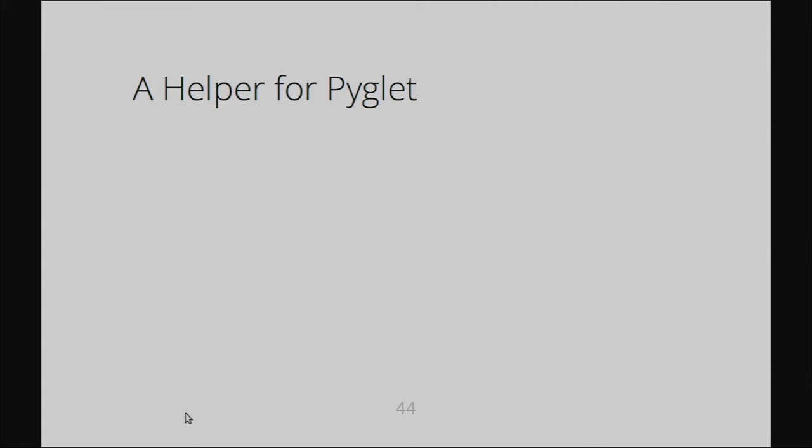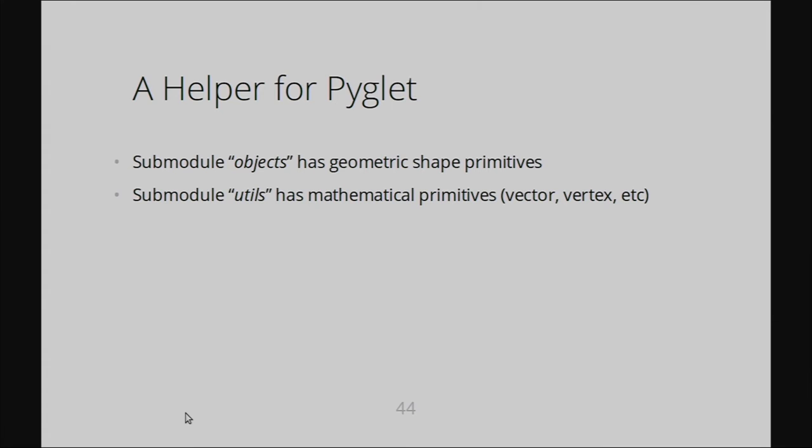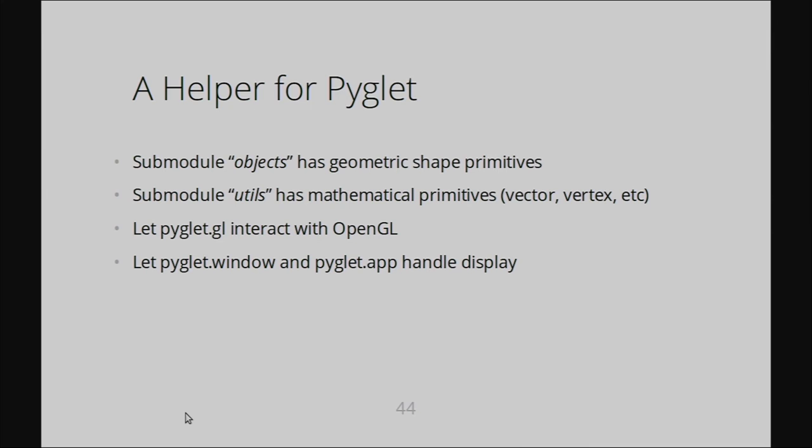All right, so this is the package that I created. It's a helper for Pyglet, or Pyglet helper. It has a submodule called objects, which contains geometric primitives. And it has a submodule called utils that has mathematical primitives for doing transformations. And I let pyglet.gl interact with OpenGL. And then I use Pyglet's window and app things to handle the display.